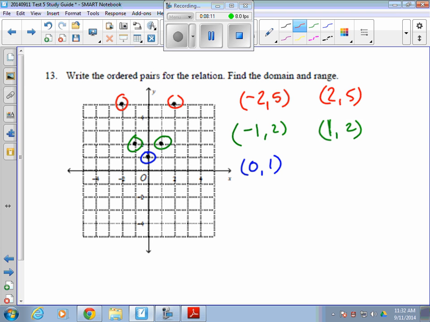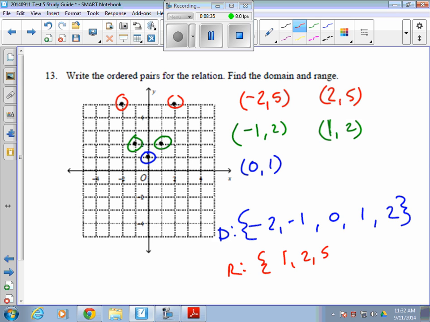Find the domain and the range. Your domain is all of your x values. So negative 2, negative 1, 0, 1, and 2. All of those are your domain. Your range is all of your y values. Notice there are fewer y values. Only 1, 2, and 5. There's only 3 of them because 5 and 2 were both represented twice.